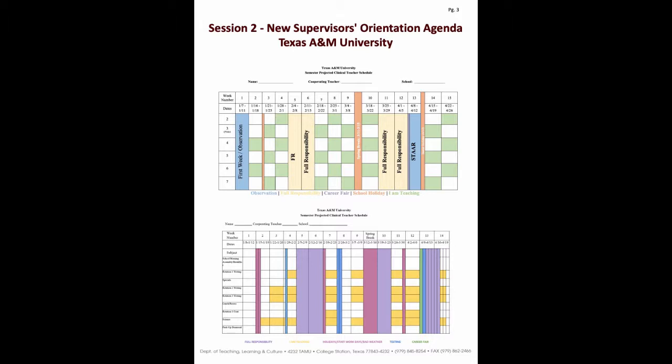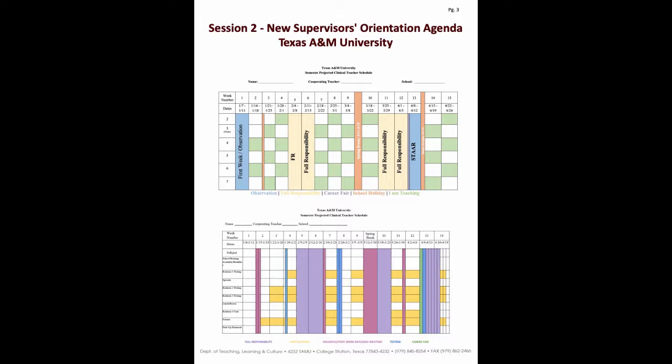Now let's look at the 2 colorful examples of projected pacing schedules. These were composed on the computer by former clinical teachers. One is from the spring of 18, when we only needed 14 weeks, while the other is from the spring of 19, which extended into week 15. They illustrate how different each clinical teacher's pacing schedules will be based on their individual placements.